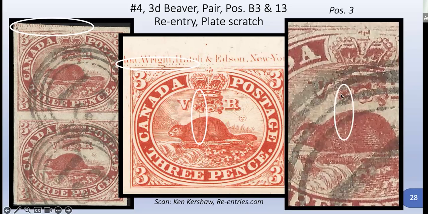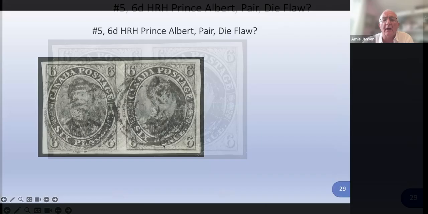Here it is. So you can see it coming through the beaver. It's not a plate crack, because cracks would have more of a wavy nature. You can see part of it is even actually coming up through here, right through there. So it's a straight line of some kind.